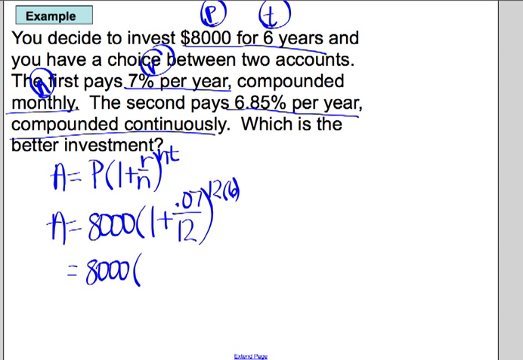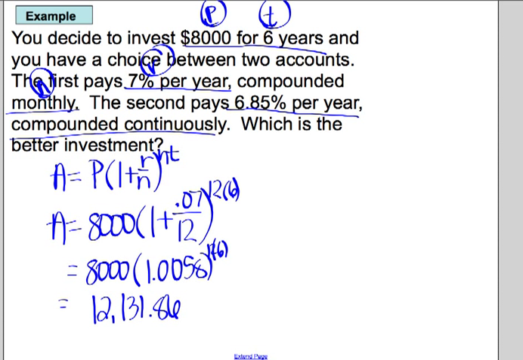Hopefully, you got somewhere around $12,131.86. So our $8,000 in 6 years is turning into $12,000.